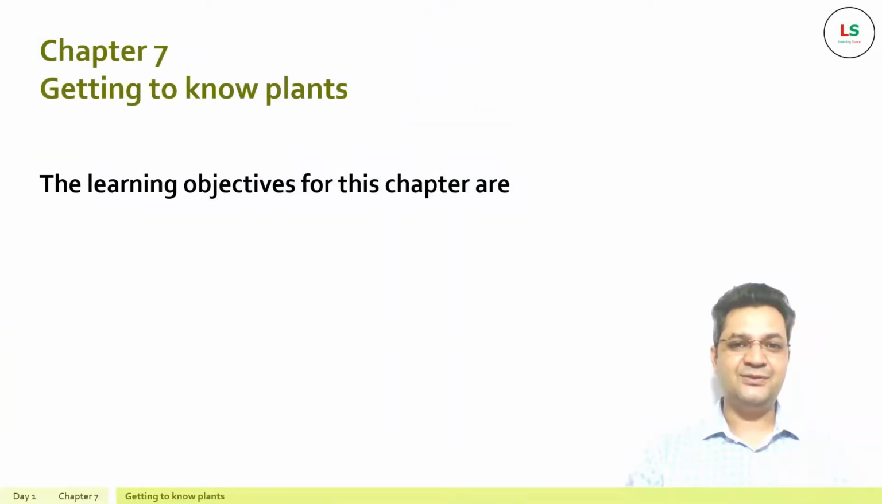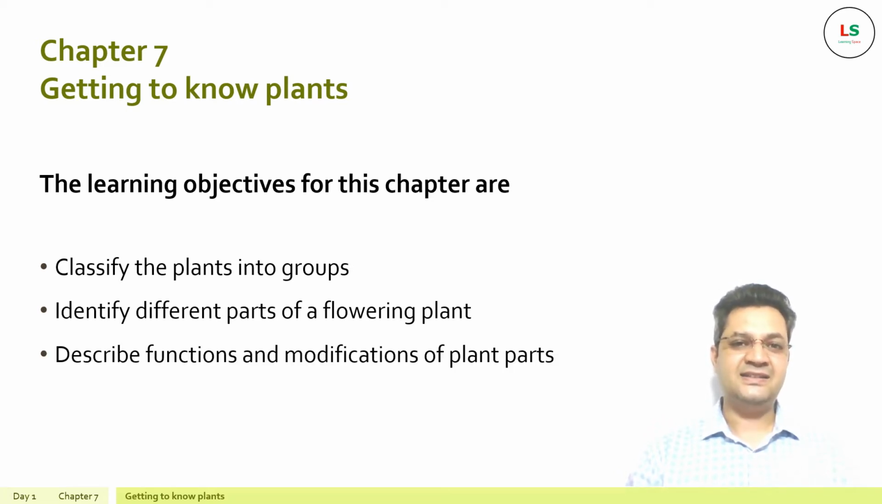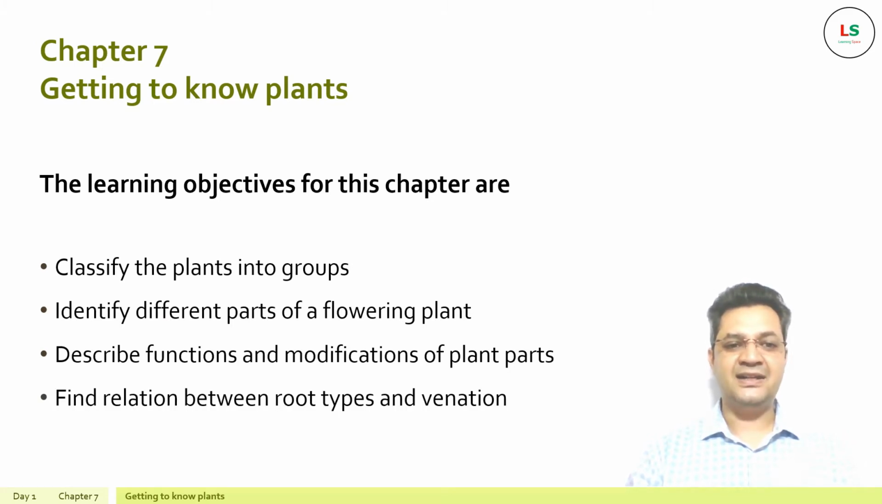The learning objectives for this chapter are: classify the plants into groups, identify different parts of a flowering plant, describe functions and modifications of plant parts, and lastly, find relation between root types and venation.